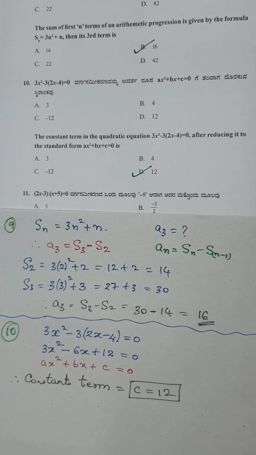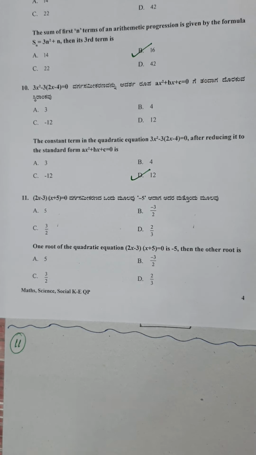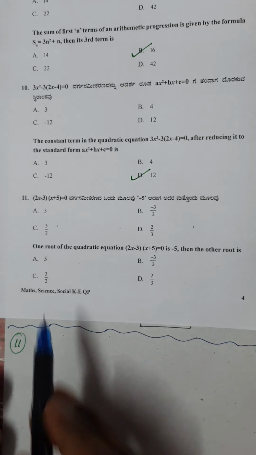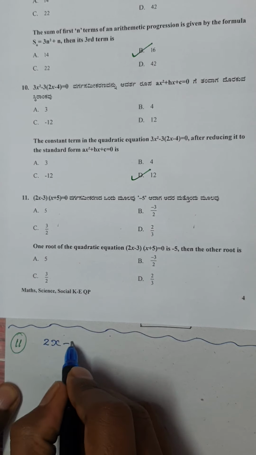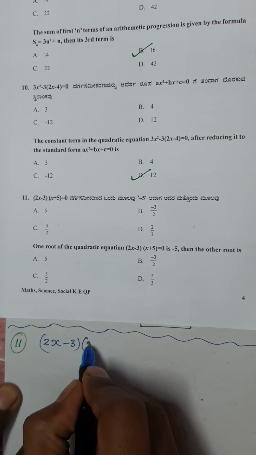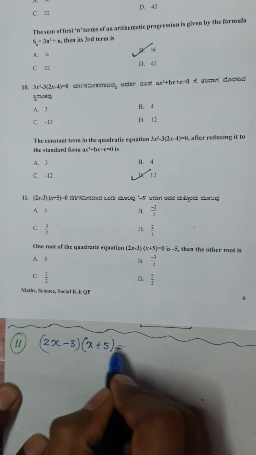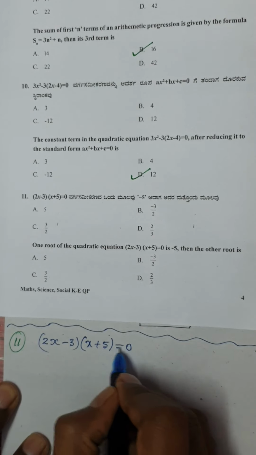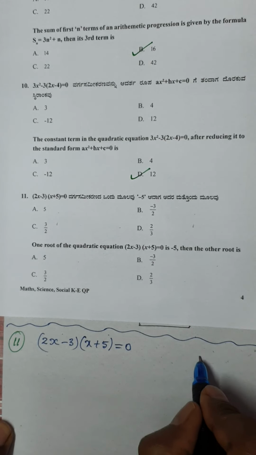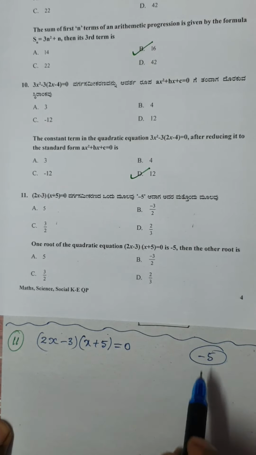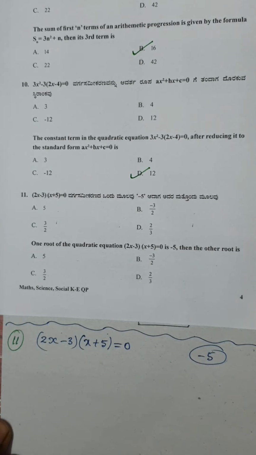Let's move on to question number 11 now. Question number 11 is also quite a simple question. One of the roots of the quadratic equation, he has given a quadratic equation 2x minus 3 into x plus 5 equals 0. Since he has already given the factors, please don't expand this. One of the roots he has given as minus 5. You have to find out the other root. Very simple equation.